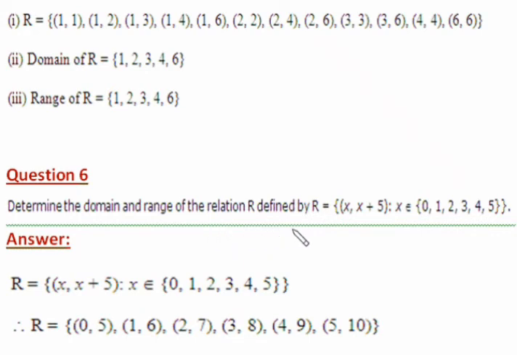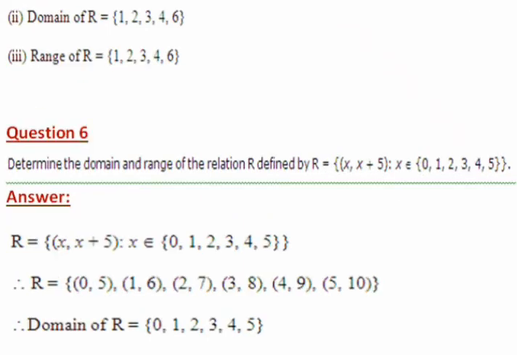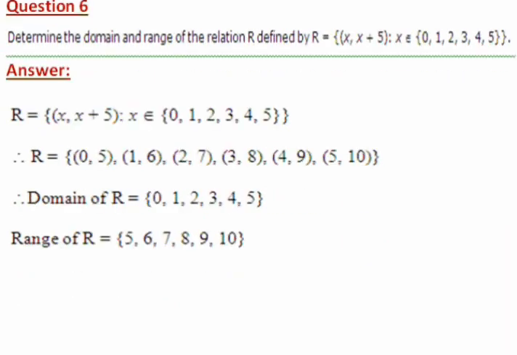Determine the domain and range of the relation R defined by y is equal to x plus 5. We have already discussed this type of sums. What do we get? x is equal to 0, y is equal to 5; x is equal to 1, y is equal to 6; x is equal to 2, y is equal to 7; x is equal to 3, y is equal to 8; x is equal to 4, y is equal to 9; x is equal to 5, y is equal to 10. What is its domain? 0, 1, 2, 3, 4, 5, and its range is 5, 6, 7, 8, 9, 10.